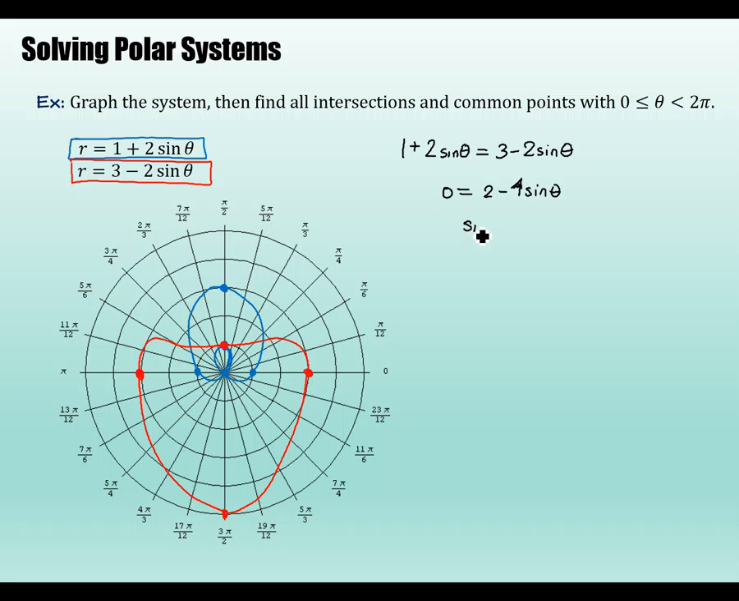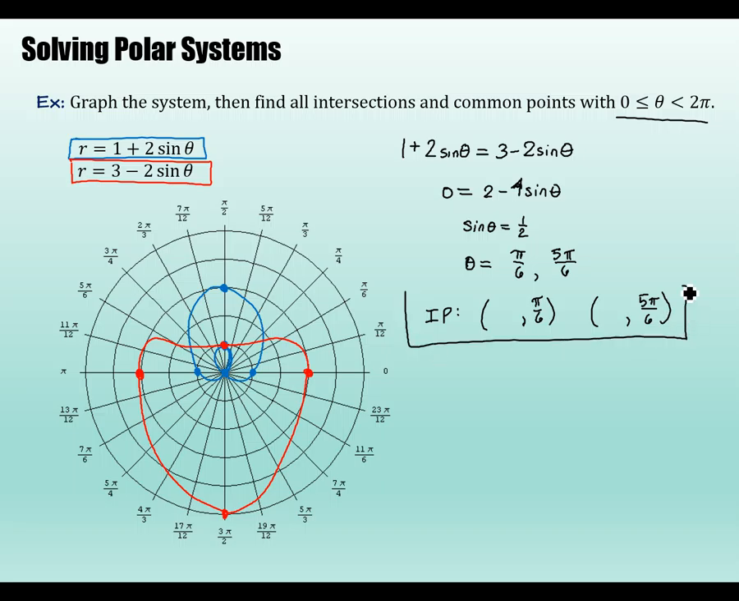When is sine theta 1/2? Well, theta has to be pi over 6 and 5 pi over 6, and both of those plus 2 pi n, except we're only on this interval again, so we won't consider any other values. So let's write it down again. We have intersection points of something, comma pi over 6, and something, comma 5 pi over 6.